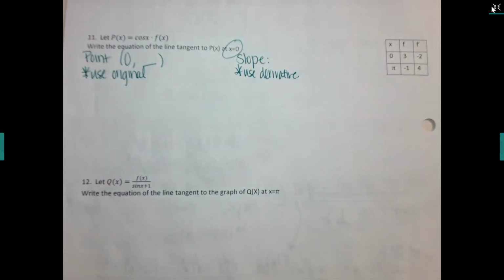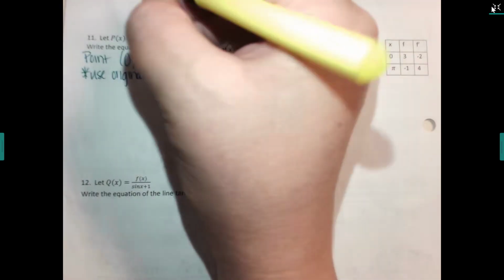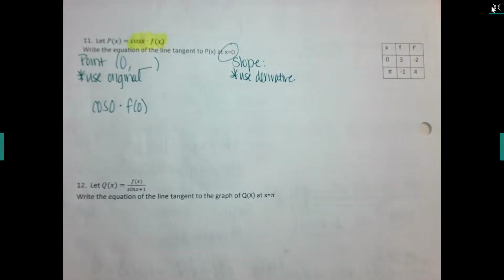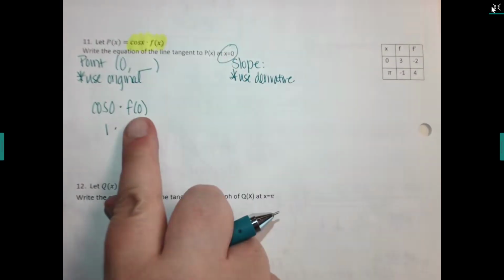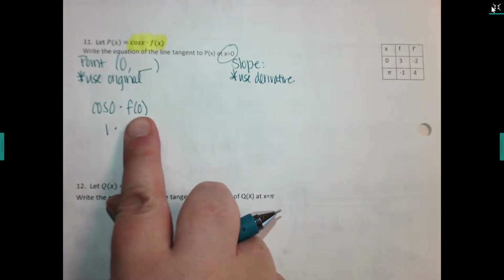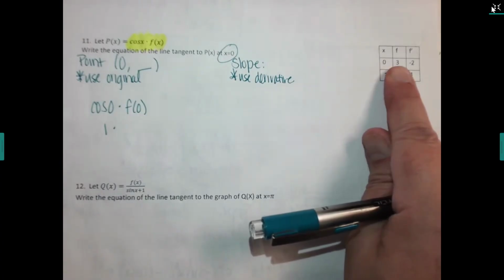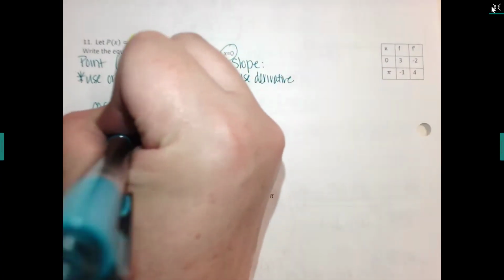And then I'm going to plug that into my function, but my function is cosine x times f of x. So it's going to be cosine of 0 times f of 0. What is cosine of 0? 1. And then f of 0, you're going to use the chart. So come over here to 0. What's f? 3. And then 1 times 3 is 3.